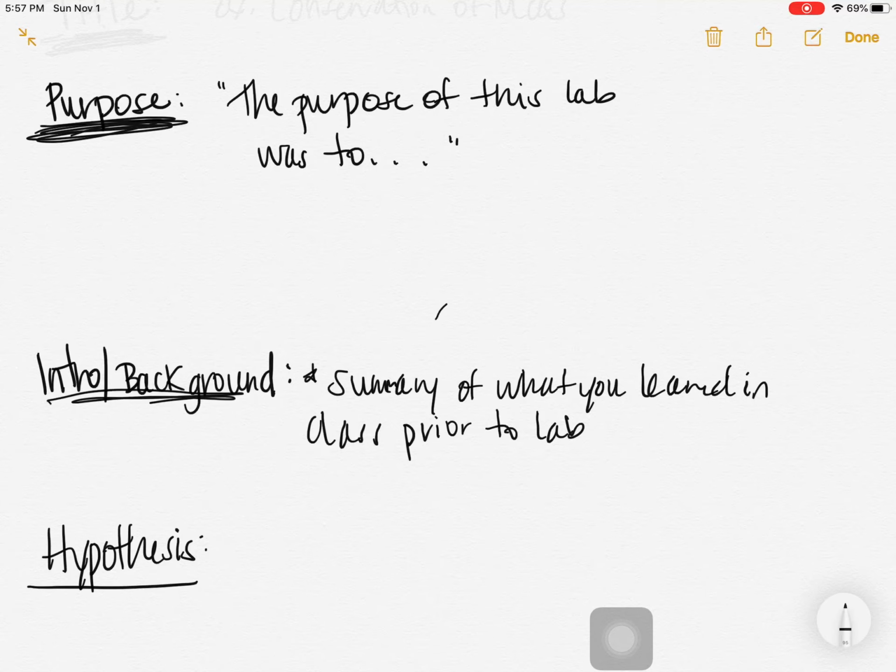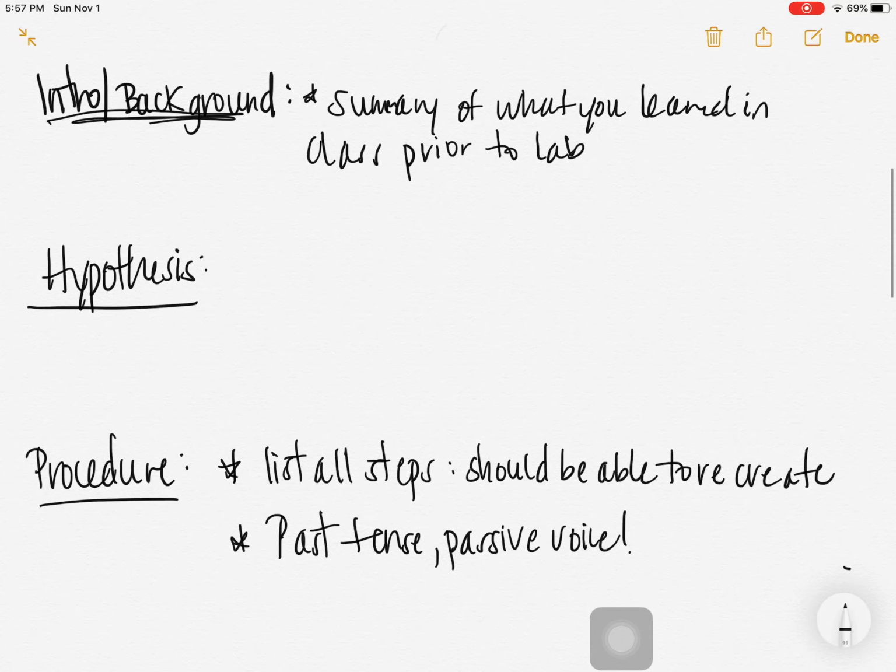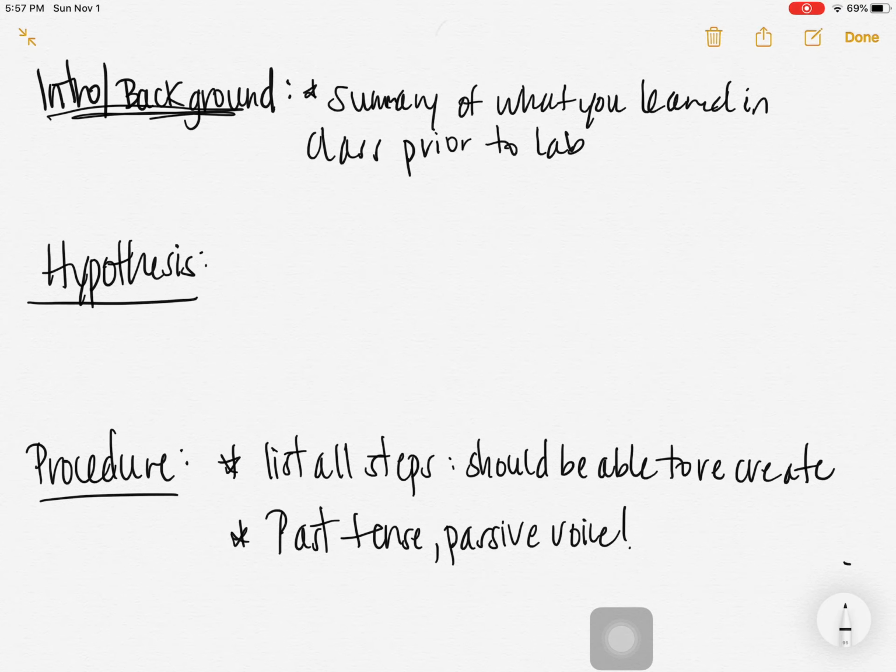And it should be basically a sentence. That's all the purpose should be. It should not be lengthy. It should just be a sentence. So following the purpose, you will write basically a paragraph, which is kind of a summary of what you learned in class prior to performing this lab.